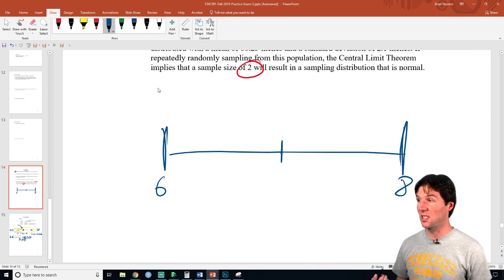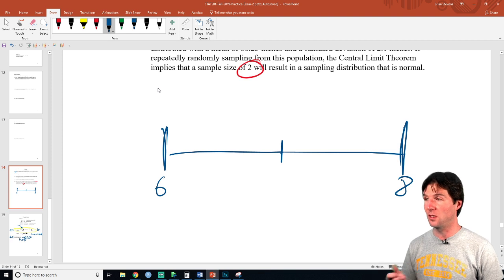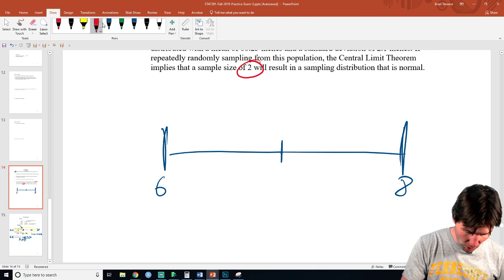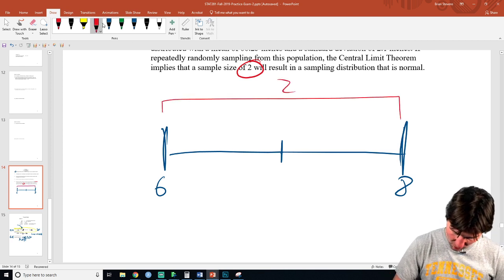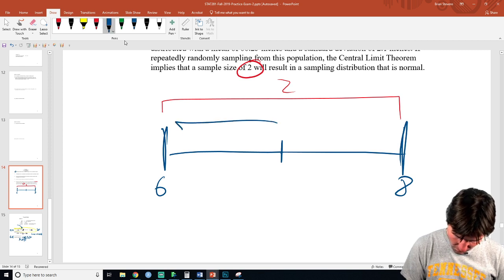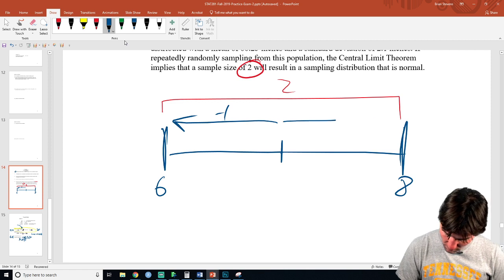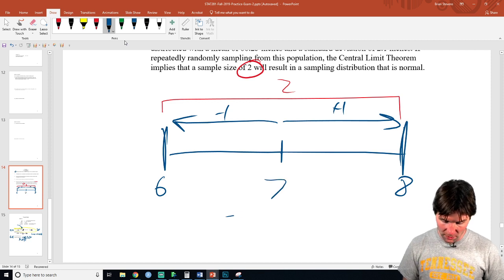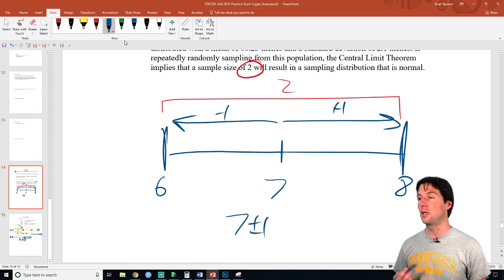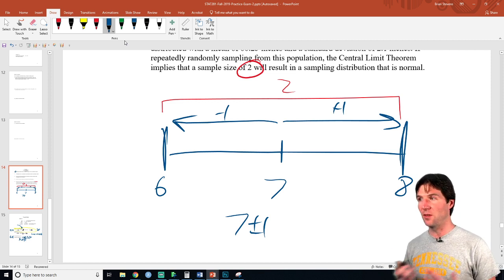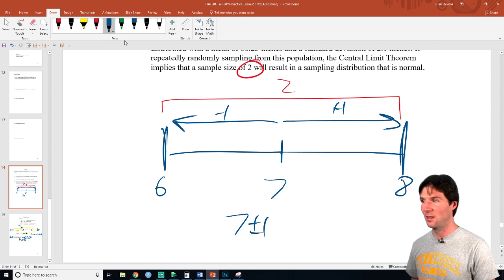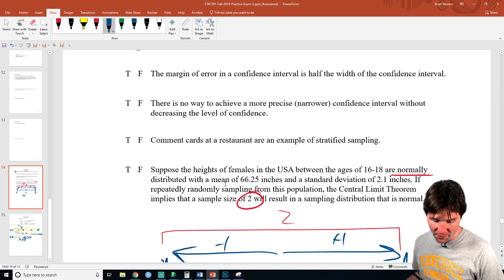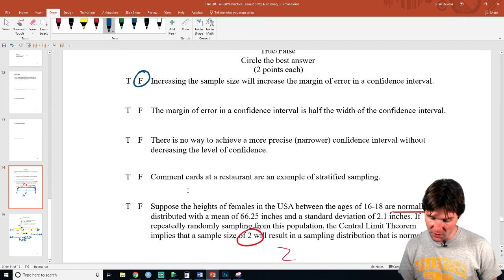What is the width of this interval from 6 to 8? The whole length of this interval is what? If you looked at the whole, it's 2. So the whole length of this interval is 2. What is half the length of the interval? That's the margin of error. So this interval can be 7 plus or minus 1, and the width of the interval is 2. Is the margin of error half the width of the interval? Looks to me like that's how it works. That answer is true. The margin of error in a confidence interval is half the width of the confidence interval.